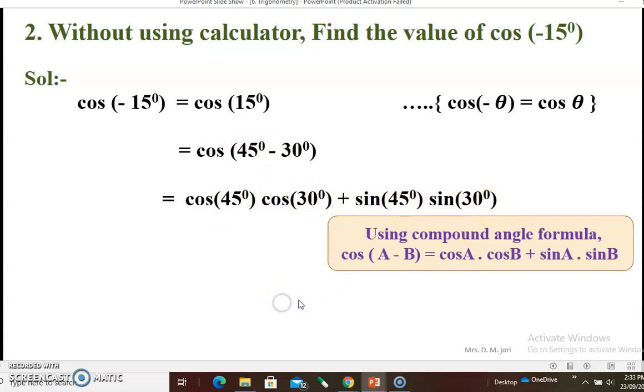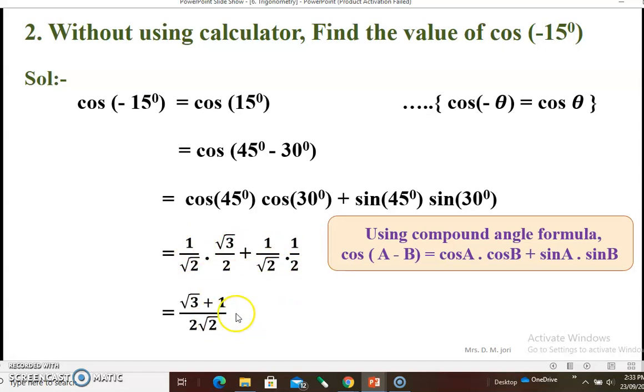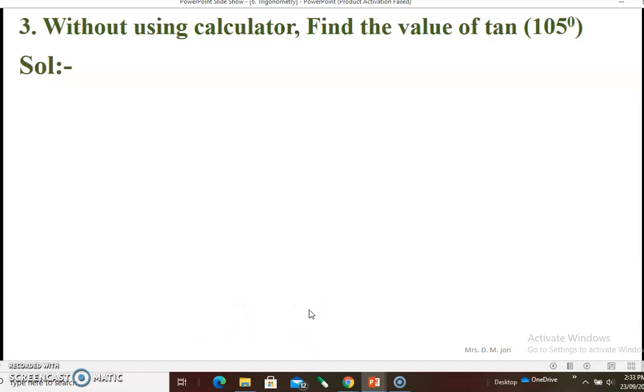Sin 45 sin 30. Substitute the values of sin 45, cos 45 and so on. See, cos 45 is 1 by root 2, cos 30 is root 3 by 2. That way again, 1 by root 2, this is half. And here again the final answer is root 3 plus 1. The same logic: the denominator is the same, the numerators get added. Root 3 plus 1 upon 2 root 2.